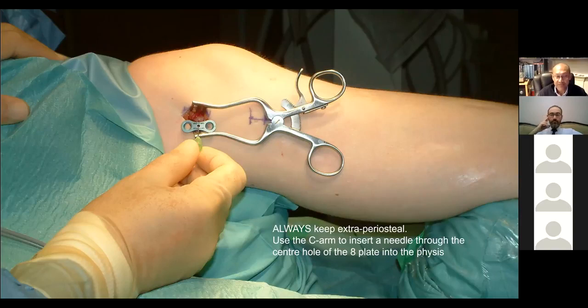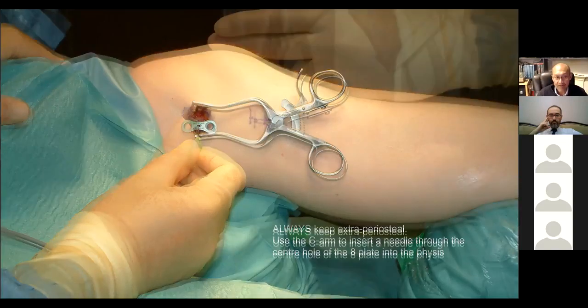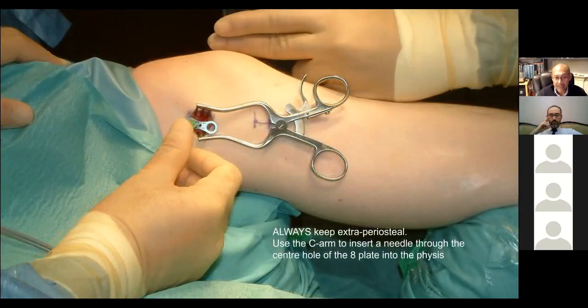modulate growth. When you get the right plane, which is the extra periosteal plane around the perichondrial ring, I usually try to locate the center of the physis with a hypodermic needle. And I put this hypodermic needle through the central hole of the 8-plate device, as you can see here. This allows me to center that 8-plate on the physis. Once that is done, I will then negotiate that 8-plate down into the perichondral ring layer.